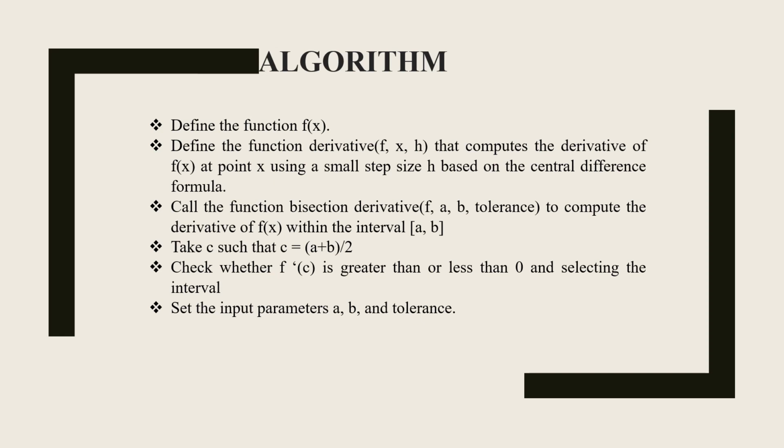Next, we have to select the midpoint from the given interval. We have to check whether f dash c is greater than or less than zero at the selected midpoint. Then next, we have to set the input parameters like a, b, and tolerance.